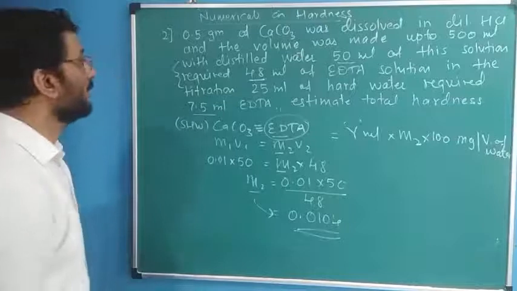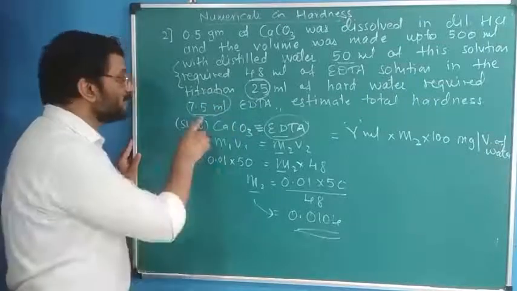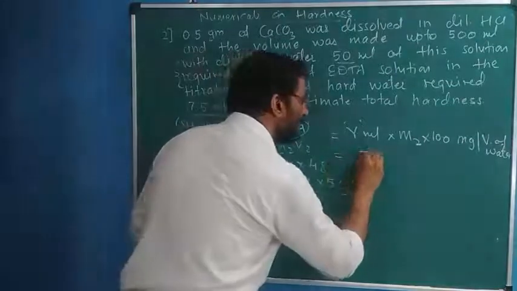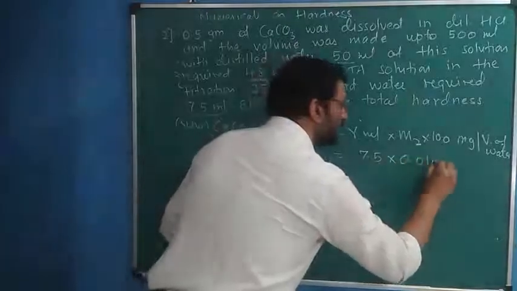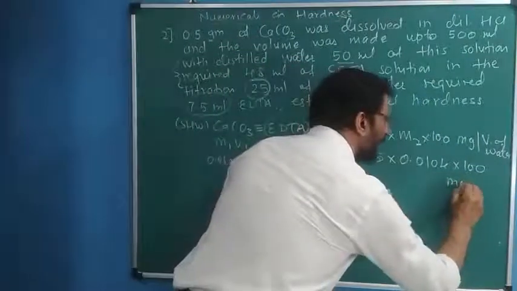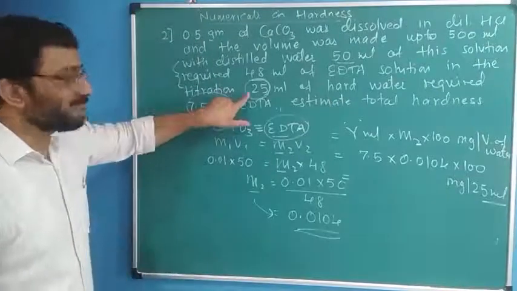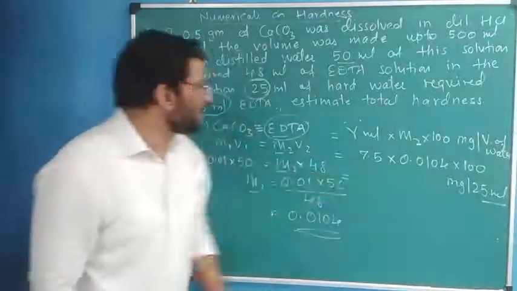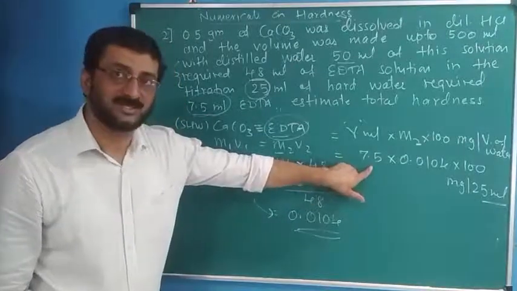How much have we used? 25 ml they have used. What is the reading? The burette reading is 7.5 ml, V is 7.5. So simply put the values. 7.5 into M2, which is 0.0104, into 100. Okay, this is what? Milligrams per 25 ml. Why 25 ml? Because we have used 25 ml for estimating hardness, and by using 25 ml we got a burette reading of 7.5 ml. This is taken into consideration.